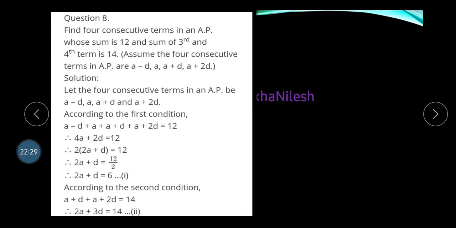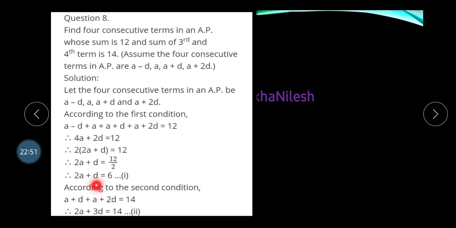Now the second equation says the sum of the third and the fourth term is 14. So we will be taking this third term and the fourth term. They are telling us these two terms make the total 14. So we will be adding these two terms: A plus D plus A plus 2D is equal to 14.